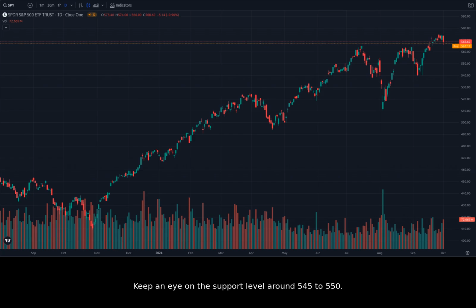Keep an eye on the support level around 545 to 550. A break below this level would be a strong bearish signal and could lead to further losses. It's crucial to monitor the news and events that could impact the market. Any escalation in the Middle East conflict could lead to further volatility in the SPY.